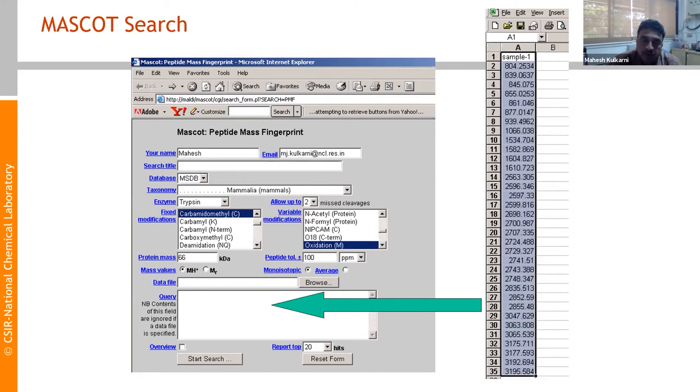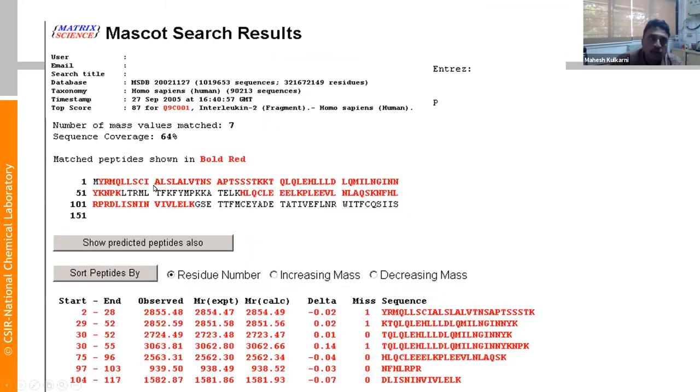At that time, a mass accuracy of about 100 ppm was what we used to consider. But now the new generation mass specs such as Orbitrap or Q-TOF give mass accuracy of less than 5 ppm. So now you submit this as a query and do a search, and you will get the results. Since this protein was interleukin 2, you get interleukin 2, and it also shows how many peptides match. There are 7 peptides matching here, and the sequence coverage is 62 to 64%. As a result, this was the first hit we obtained. This is how peptide mass fingerprinting works.